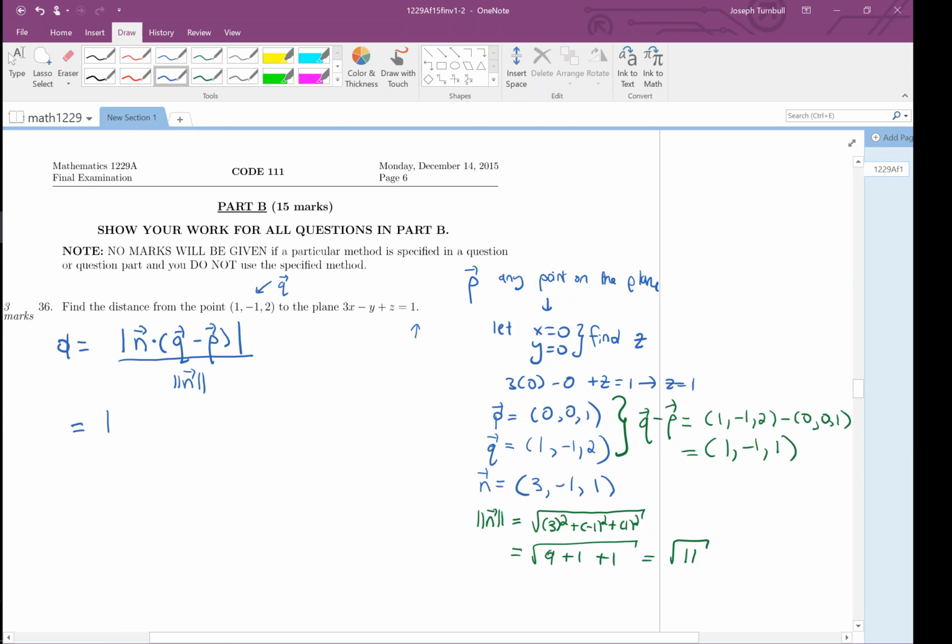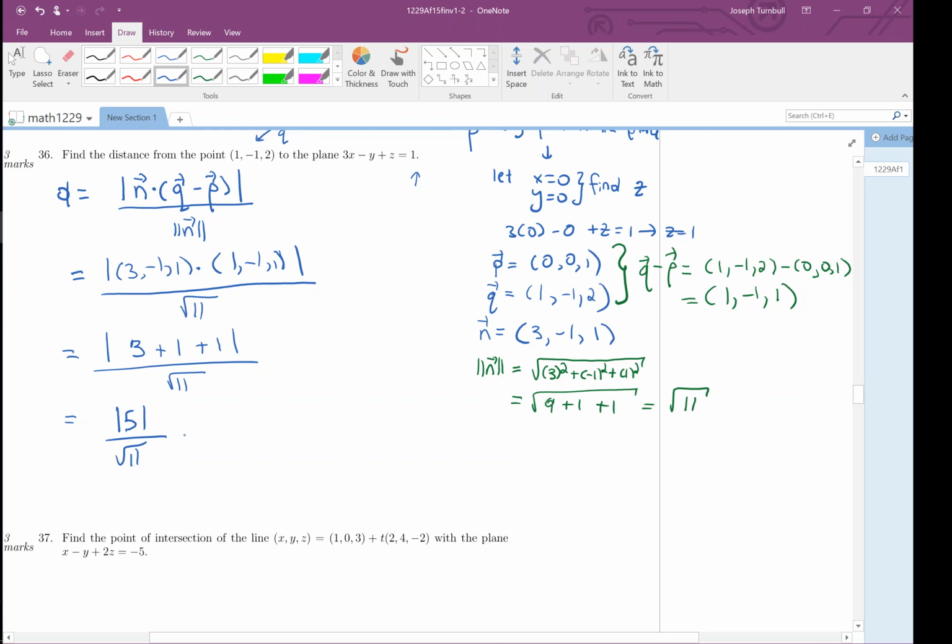Okay, now plug everything in. So we have a normal vector, (3, -1, 1), dotted with Q minus P, which I just calculated as (1, -1, 1), in absolute values, divided by the square root of 11. Now complete the dot product. 3 times 1, 3. Negative 1 times negative 1, plus 1. And 1 times 1, plus 1, all over the square root of 11. So that's the absolute value of 5 over the square root of 11, and the absolute value of 5 is just 5 since it's a positive number.